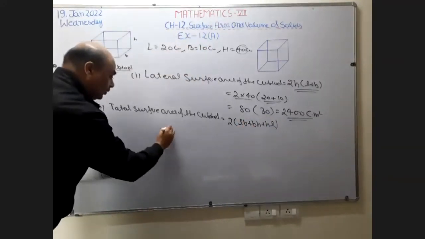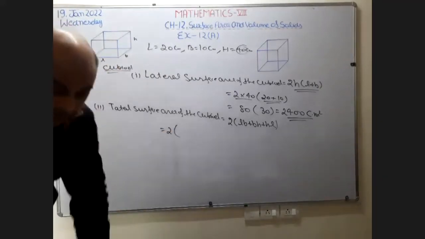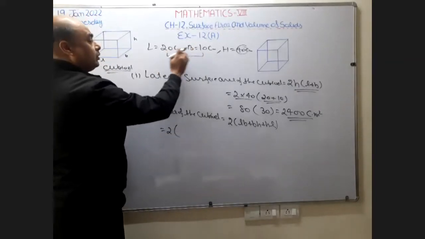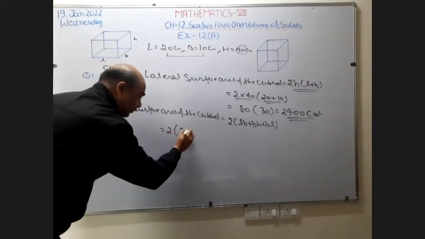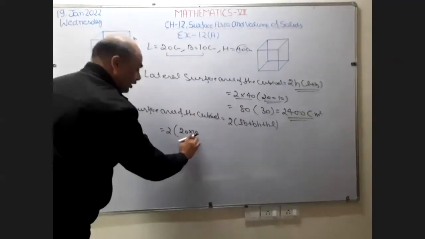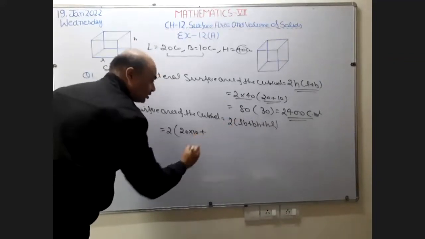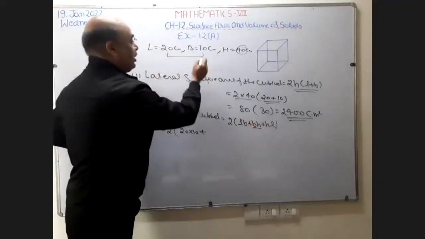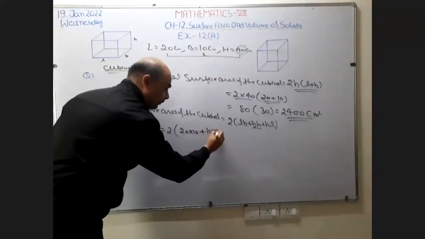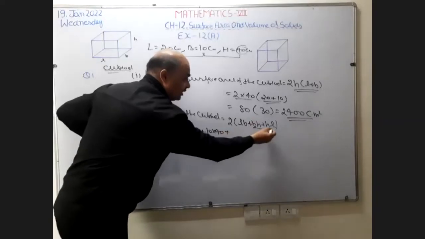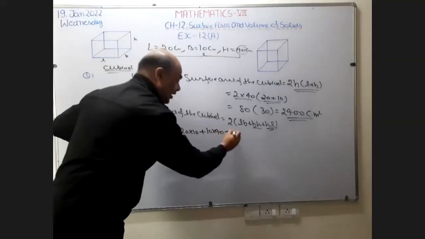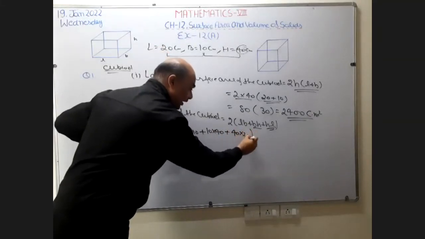Now substitute the values. 2 is going to remain the same. L into B. This is your L, this is your B. Multiply these two terms. So write first 20 into 10. Length is 20, breadth is 10. So write 20 into 10. After that, a positive sign is there, so write plus. Now B into H. B is your 10 and H is your 40. So it's going to be 10 into 40. After that, a plus sign is there. H into L. What is height? 40. What is length? 20. So write here 40 into 20 and close the bracket.